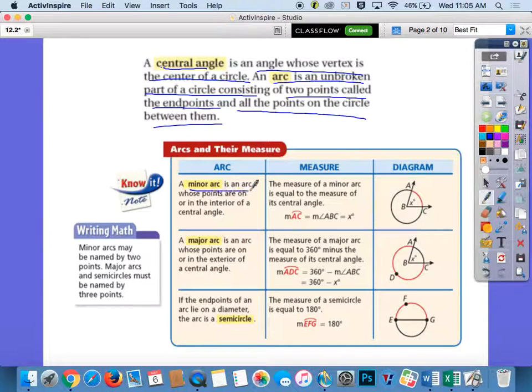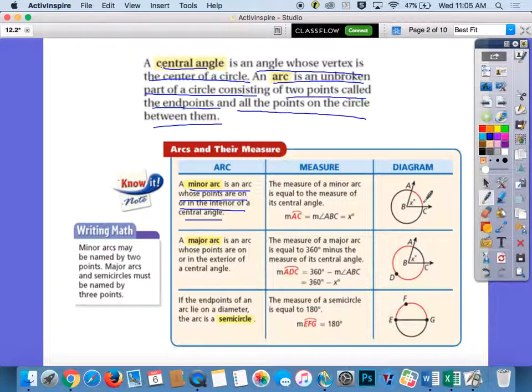A minor arc is an arc whose points are on or in the interior of a central angle. So your minor arc is going to be named with 2 points, arc AC. And the measure of arc AC is equal to the measure of the central angle. So if this angle is 60 degrees, the measure of this arc is also going to be 60 degrees.